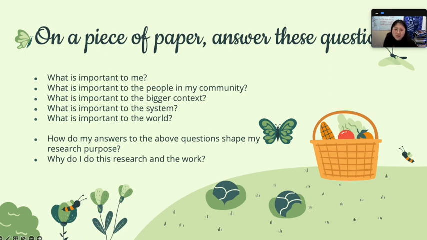After thinking about what is of importance to you in educational research or your field of study, answer the next two questions. How do my answers to the above questions shift my research purpose? What do I do? Why do I do this research and the work? And that depends on however you define what the work is. These questions will also help you think about the purpose and significance of your research, which are things you need to articulate as you write about your research further down the road. So take 10 to 15 minutes, pause this video, and jot down your initial answers to these questions.